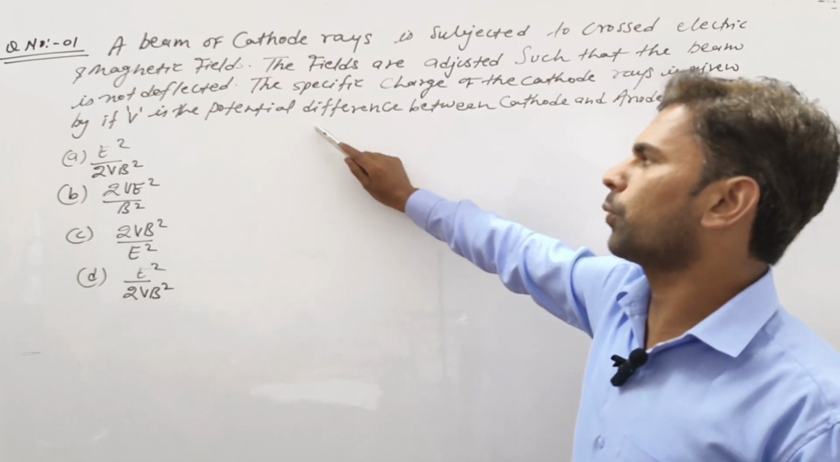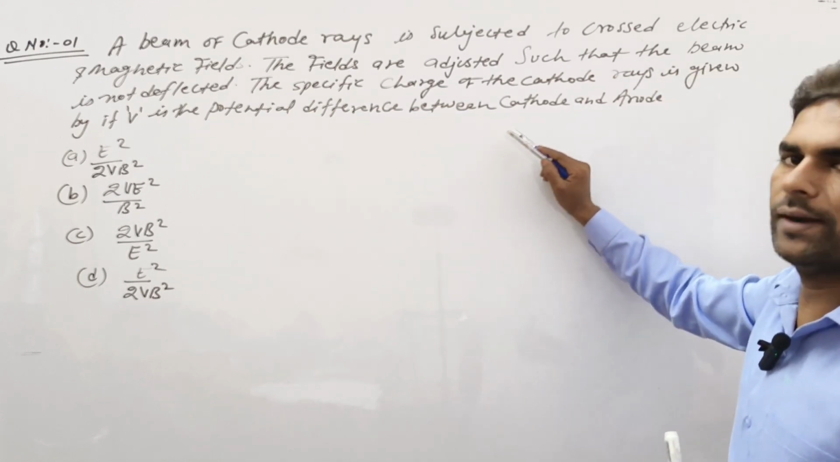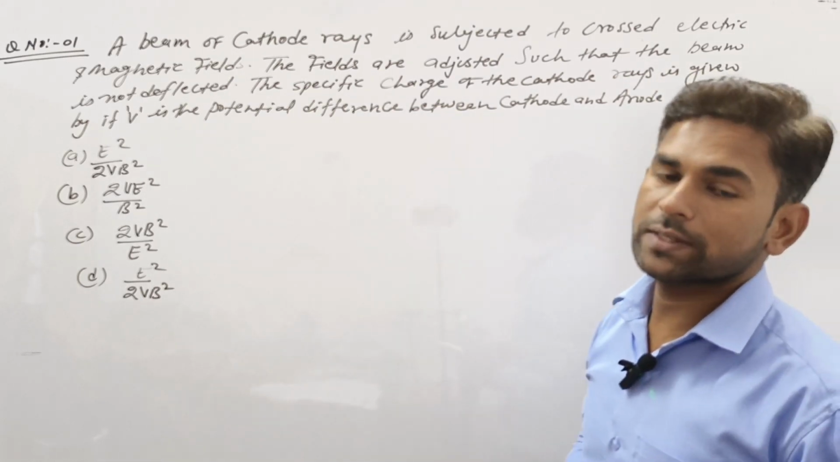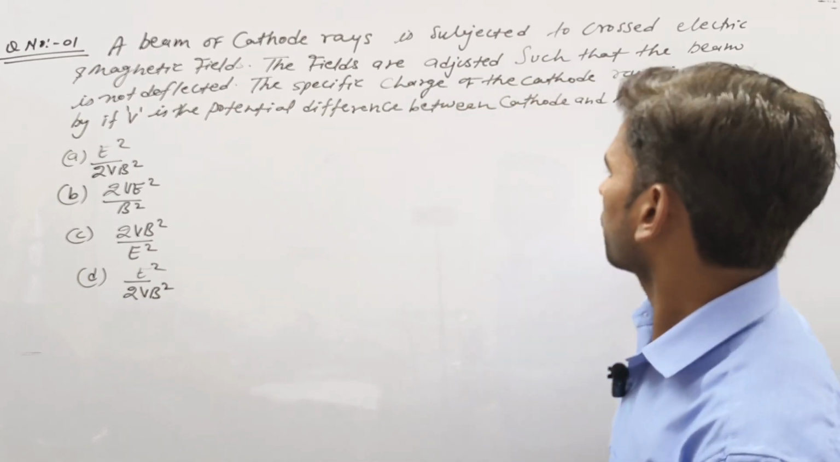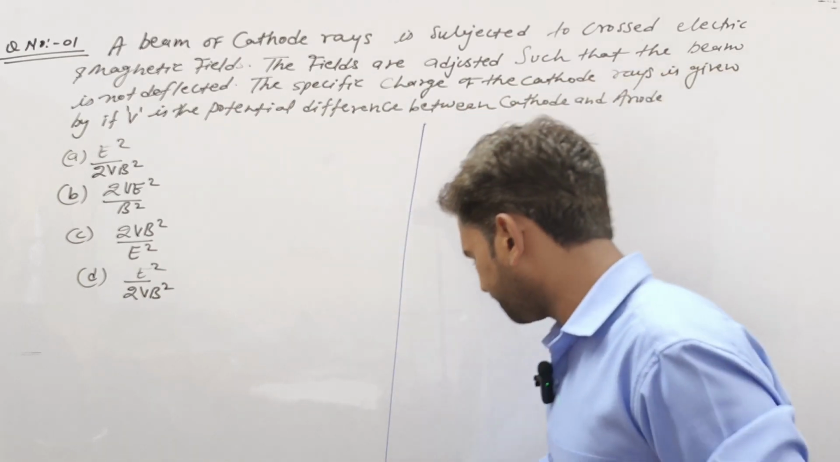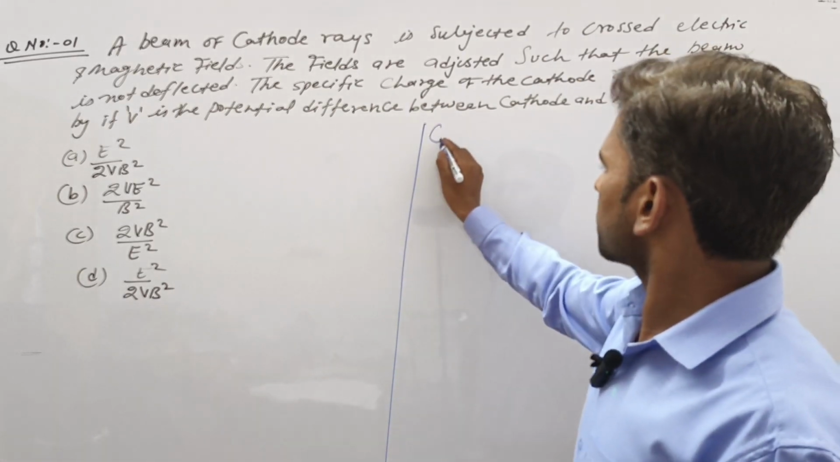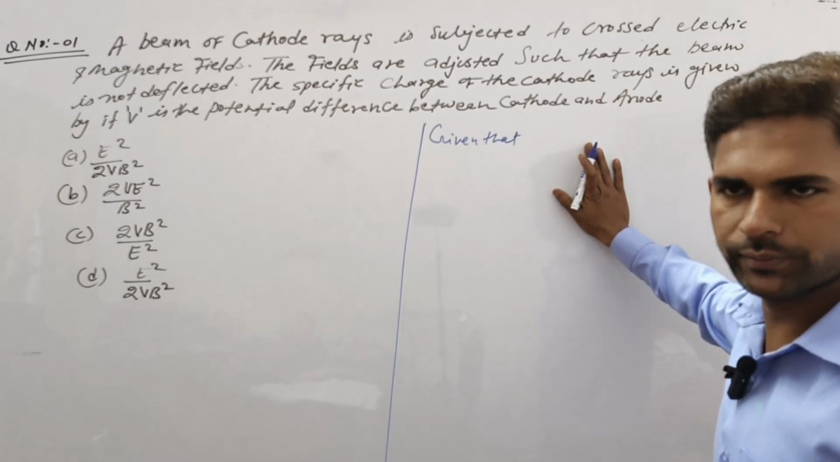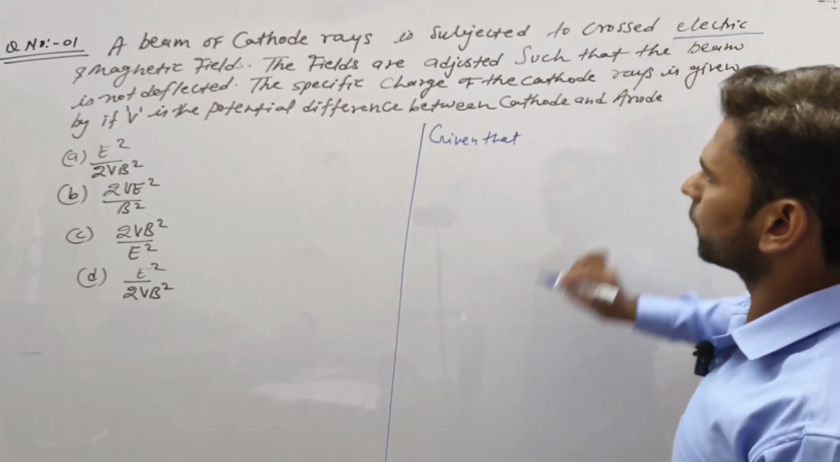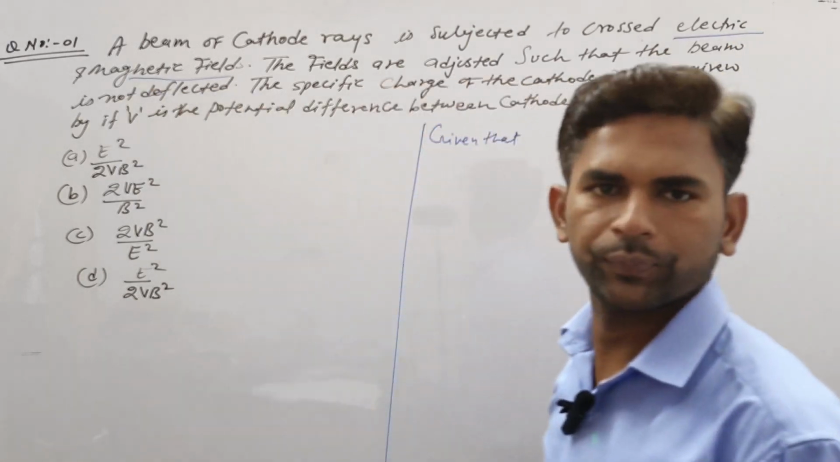If capital V is the potential difference between cathode and anode. Okay. Now, how can you solve this problem? First, you will mention the given points. What is given? Here the electric field and magnetic field are given.